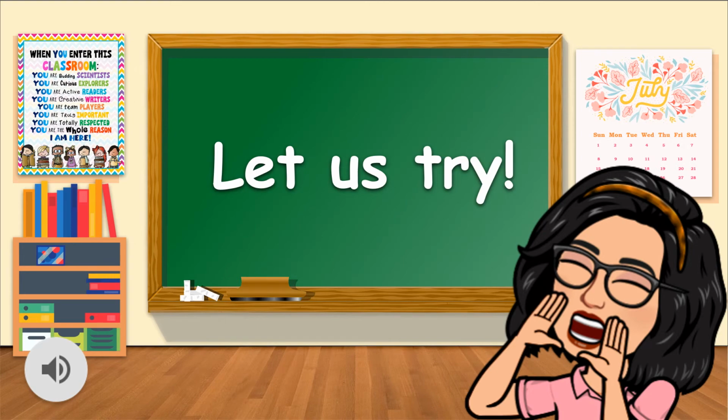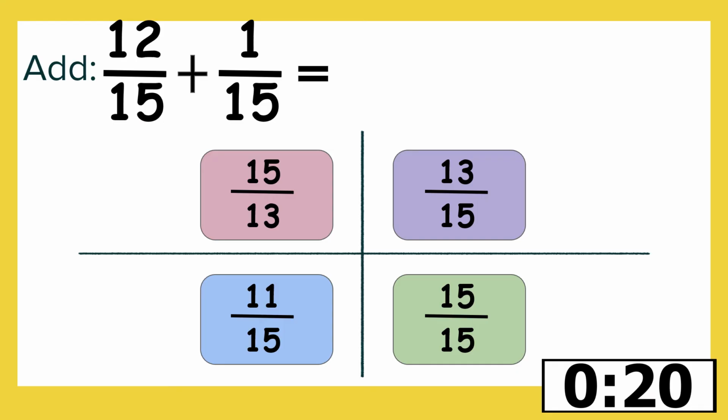Now let us try. 12 over 15 plus 1 over 15. So all you need to do, copy the denominator, then add the numerator. So the answer is 13 over 15.